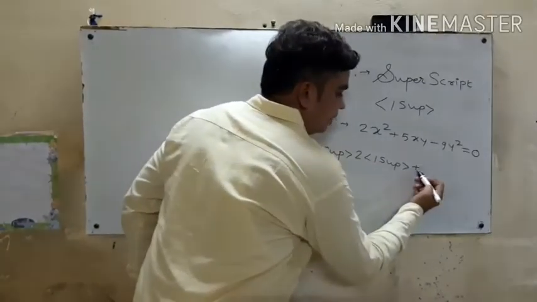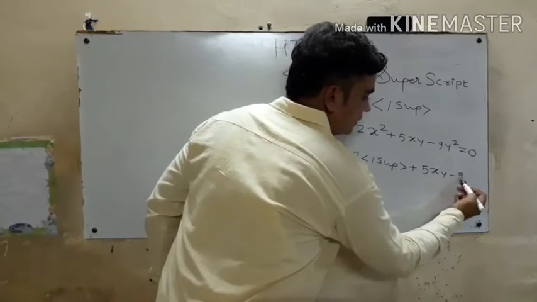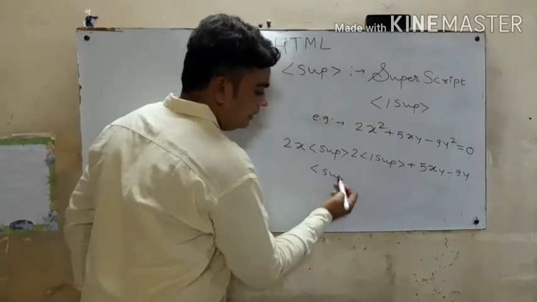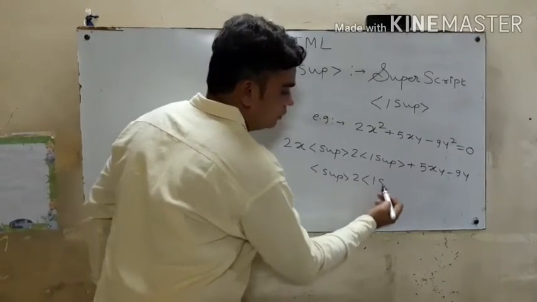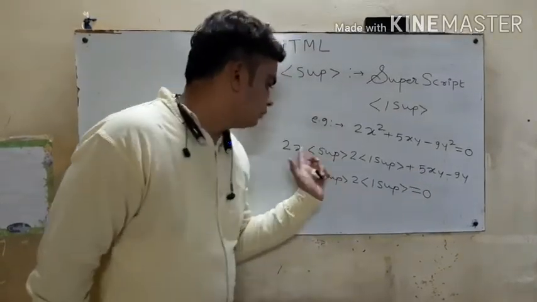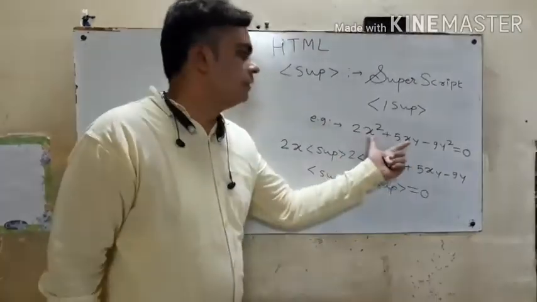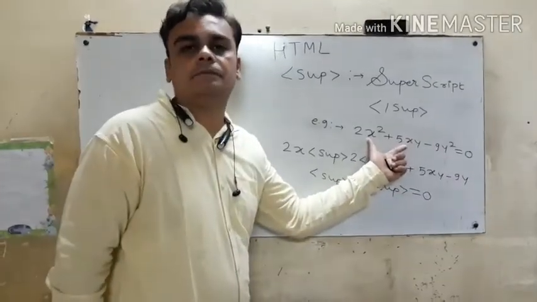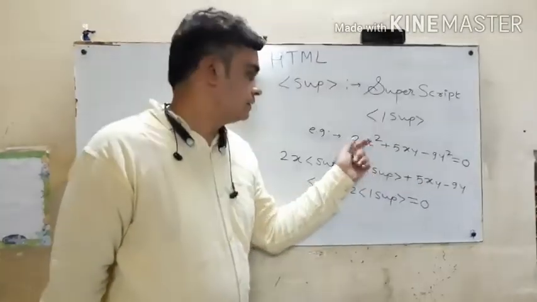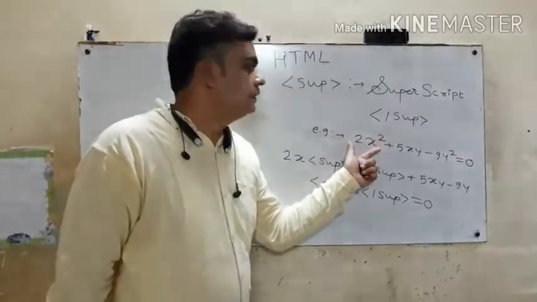So here I am going to write down the remaining text, 5xy minus 9y. Again I have to display square. So I am going to write again SUP 2 /SUP is equal to 0. So whenever I write this type of code in my notepad, it will show me the output like this in my web page. Got it? So we can write different kinds of equations and mathematical formulas by using this SUP tag.